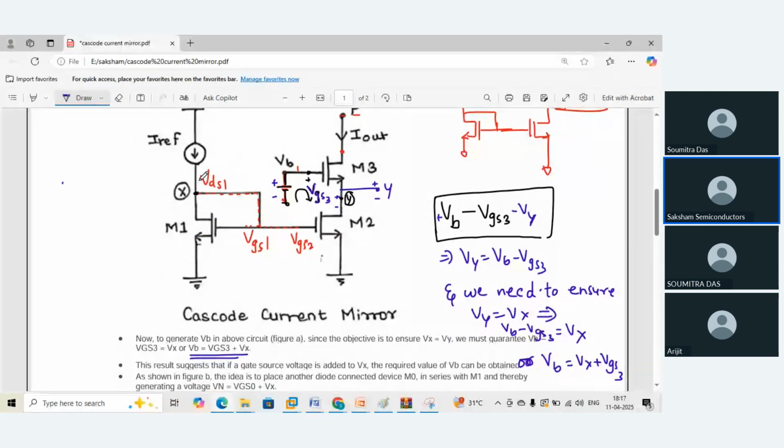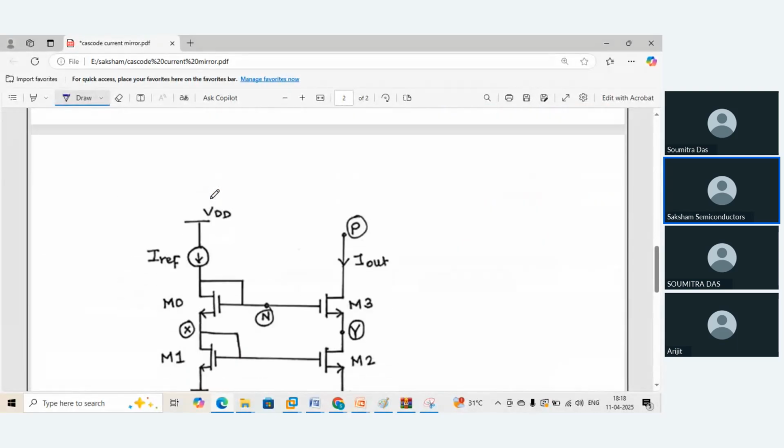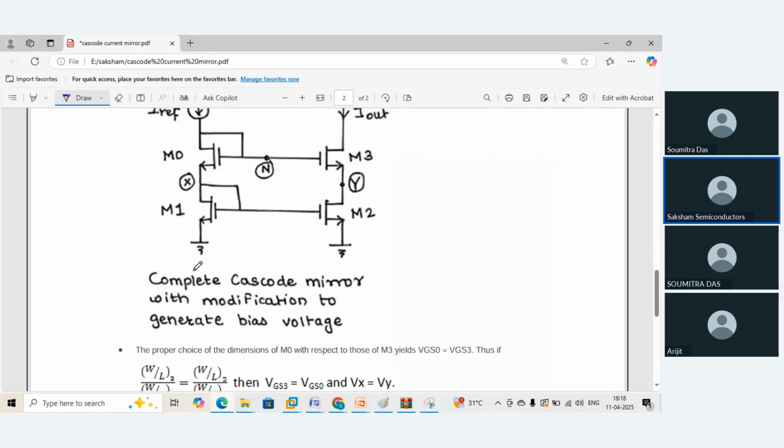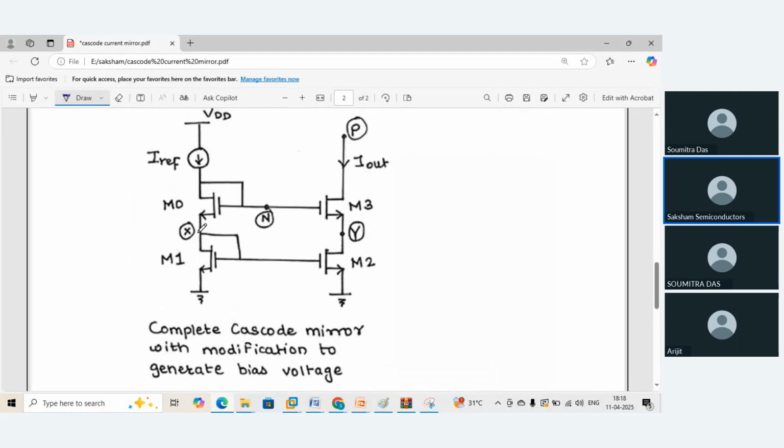Hence, in order to overcome this glitch, I'll try to fix up one more MOSFET in this manner, such that my X is controlled by this M0. And then when I fix up this X, I can always fix up this Y. I have already figured out the formula. And this results into a complete cascode current mirror with the modifications to generate the bias voltage.